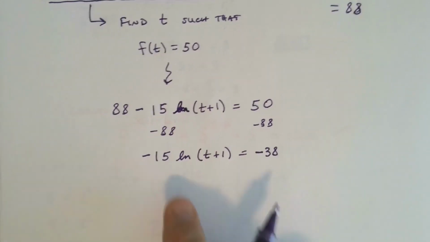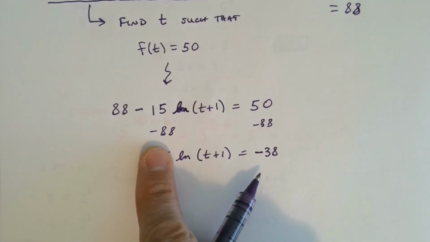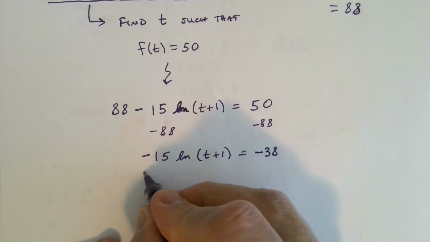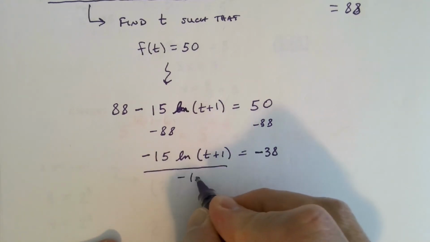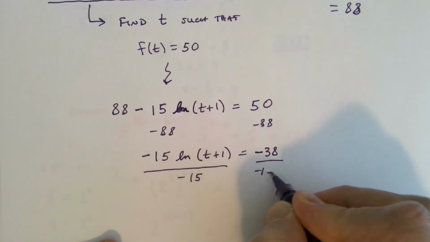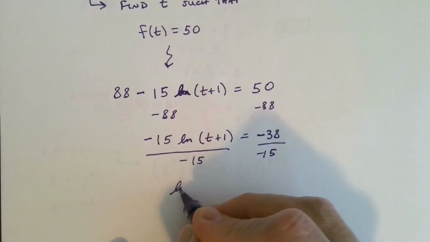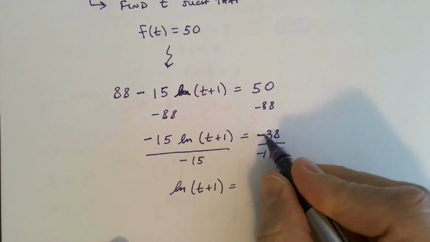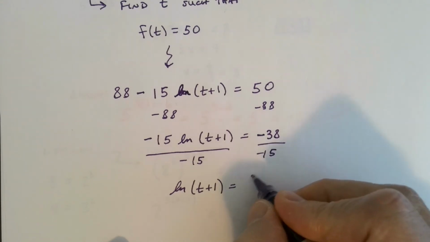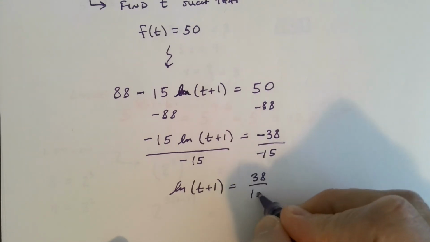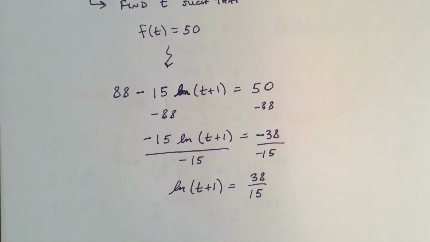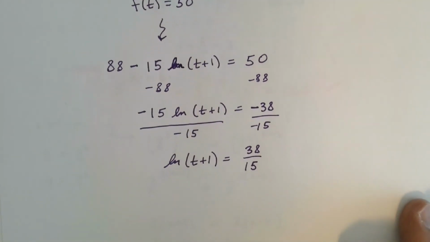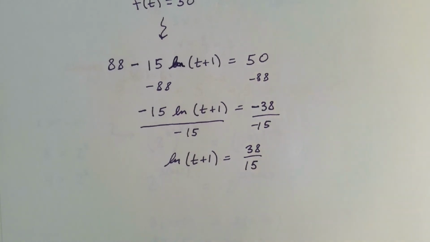And then what? I want to get the coefficient in front of the natural log to be 1, so what do I need to do? Divide both sides by negative 15. And I get the natural log of t plus 1. Negative divided by negative is just positive 38 divided by 15. Now there's no common factor between 38 and 15, so I'm going to leave that; you can't simplify it anymore.